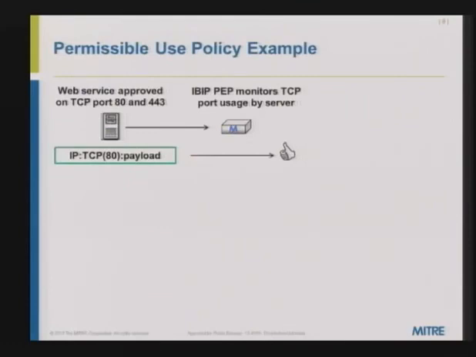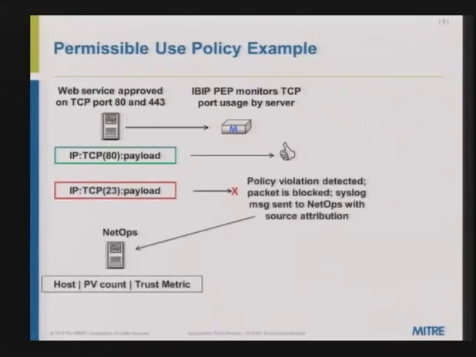So here's an example of how the permissible use policies work and the effect that a violation has. We have a web server here that is approved to run services on TCP ports 80 and 443. Any outbound packets coming from these ports are allowed through the PEP. If there's a packet from a port that is not approved, like TCP port 23, it will generate a policy violation. This is then sent to the NetOps console with source attribution information.